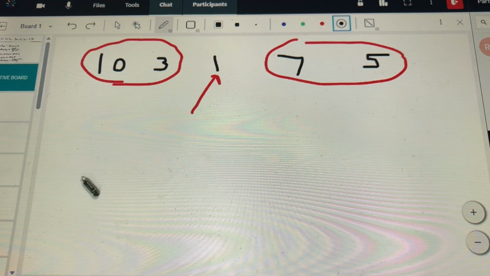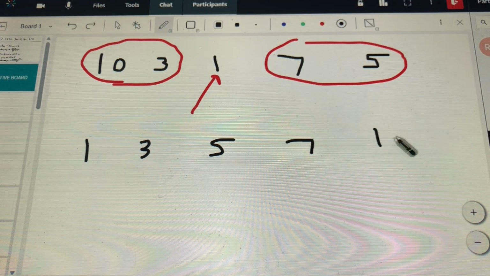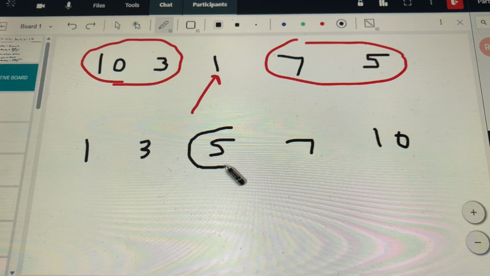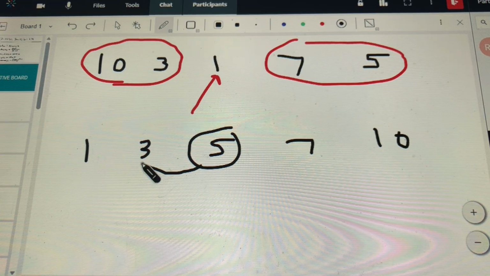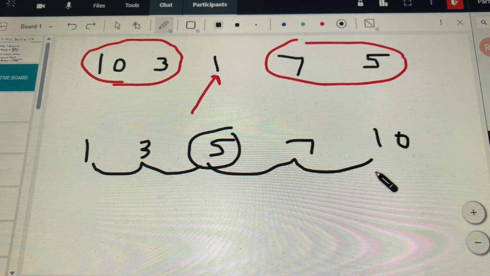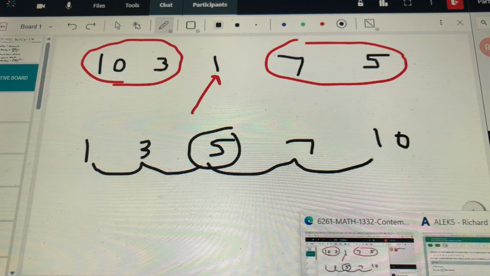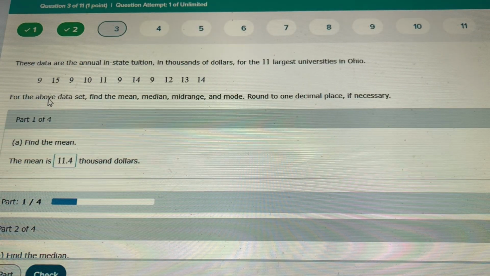You have to put the numbers in order first. 1, 3, 5, 7, and 10. 5 is the median because there literally are two numbers smaller than 5, and two numbers bigger than 5. So it's not the one sitting in the middle in the original data. You have to sort them from lowest to highest first.